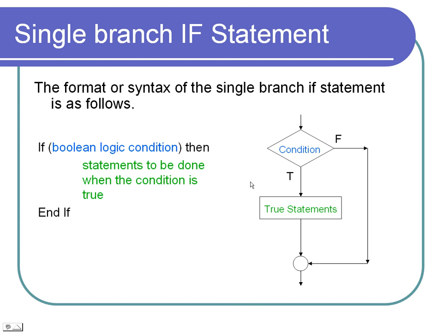The basic format of a single branch is that we're going to have a Boolean logical condition. Now, we'll talk about those in a little bit. If this condition is true, it's going to jump into whatever statements we have in this area right here. If the condition is false, it's simply going to jump around to the end and go on with whatever statements happen to be down here.